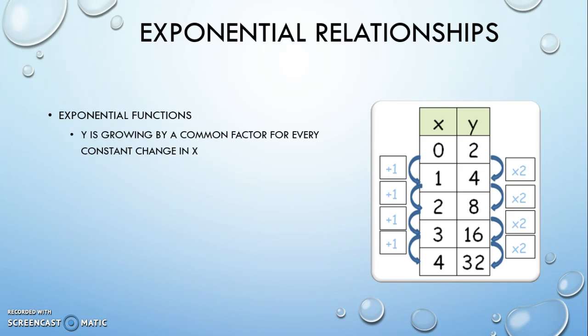Now let's examine another functional relationship by using the table of values shown here. So if we use the same technique that we used for linear and quadratic functions, we don't really see a pattern. But what if we consider multiplication instead of addition or subtraction? When we do that, we see that every previous y value is being multiplied by 2 to give us the next y value. This means that y is growing by a factor of 2 for every constant change in x, and that is what defines an exponential function.